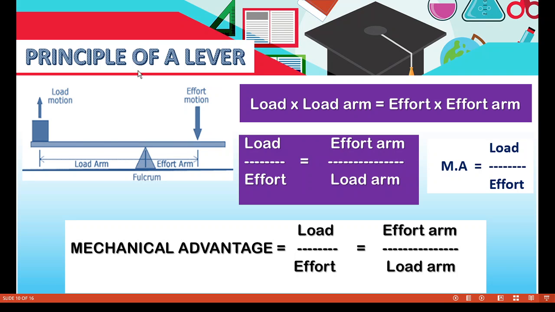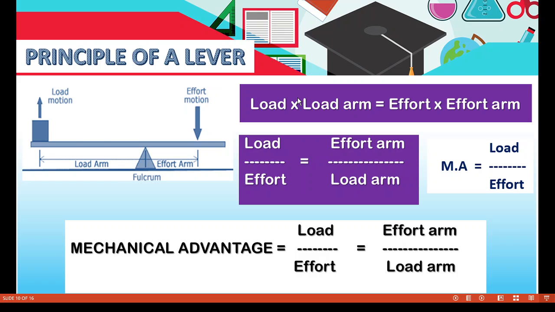So the principle of levers is that the product of load and load arm equals the product of effort and effort arm. If you multiply the load by its distance, that will be exactly equal to the product of the effort and its distance. So load times the load arm equals the effort times the effort arm. In other words, the product of load and load arm equals the product of effort and effort arm.